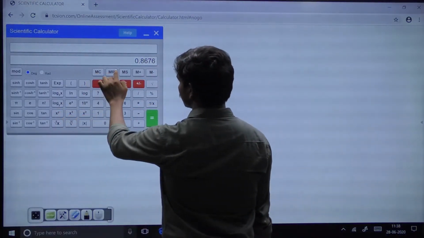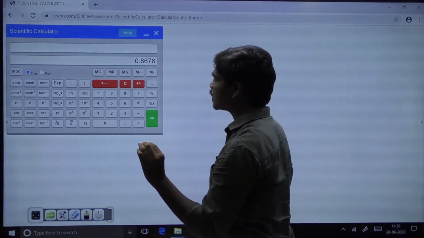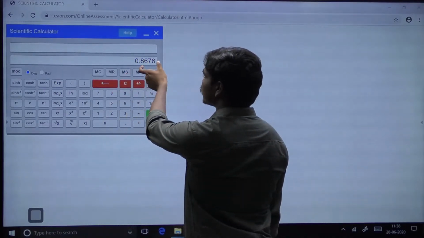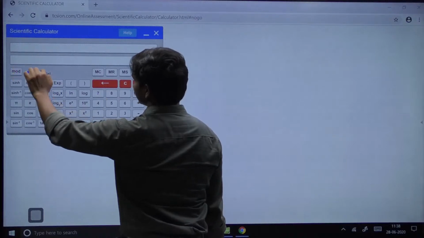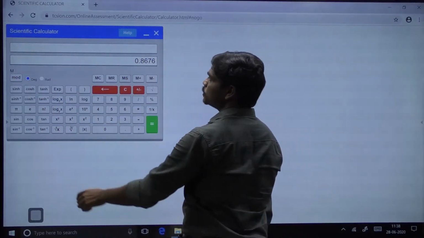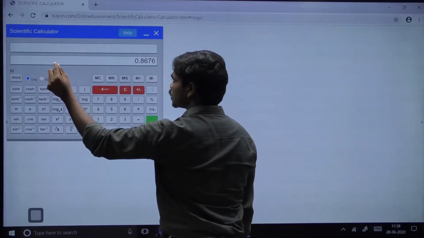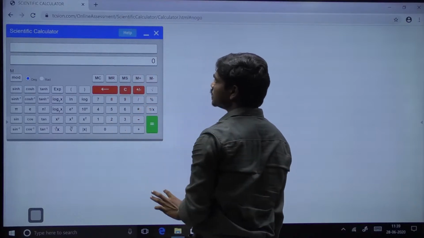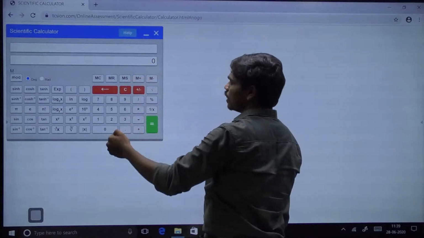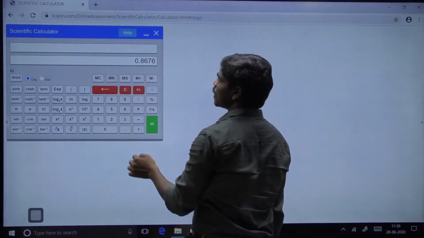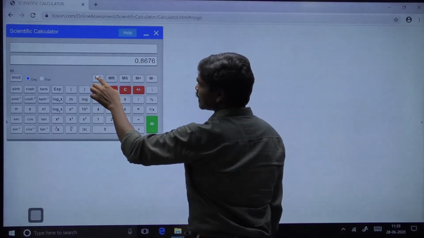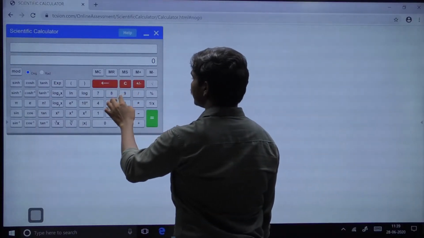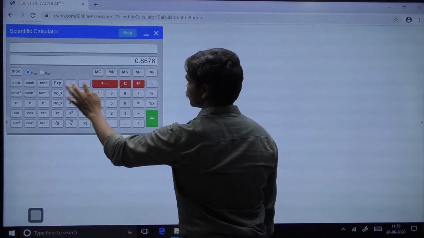I'll tell you some key points in this calculator. Please listen, don't write anything, I'll give you time. MS stands for memory storage. If I click MS, you see there is an M here, which means one data got stored in the memory of this calculator, and the memory value we stored is 0.8676. MR stands for memory recall; if there is something in memory, we'll call it here. If I click MR, you see 0.8676 came here. If I click MC, the memory clears, and the M vanishes. So 0.8676, I am storing it for some purpose.